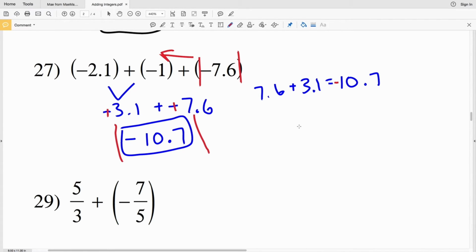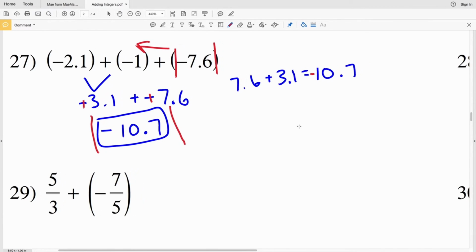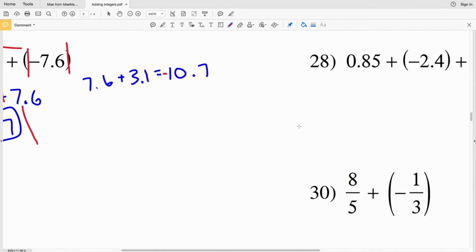And if you're confused on anything that I just said, if you go into my Algebra 1, I do tutorials on how to add negative numbers. This is just practice problems, so we're going through this rather quickly. So if you need extra help, go ahead and check out those tutorials.